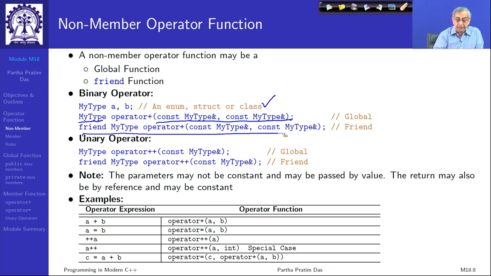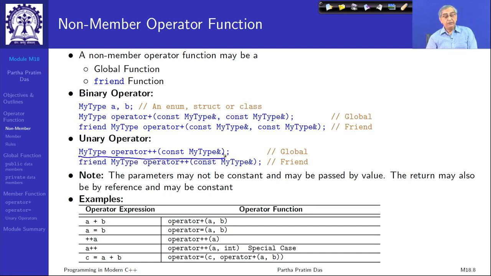I can also make that a friend function of a class. Each one of these is possible. This is for the binary operator. I could have it for a unary operator also. A unary operator, as you know, could be a prefix operator or a postfix operator. If I have a prefix operator, then what I am showing will be applicable. We will talk about the postfix operator as a special case later on. So, this is a global function and this is a friend function, and here are examples of the same.